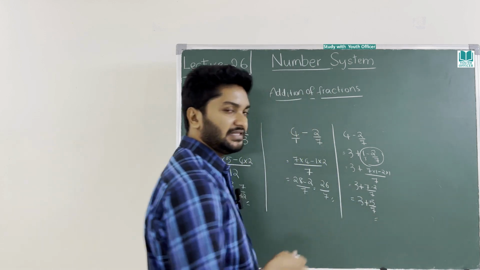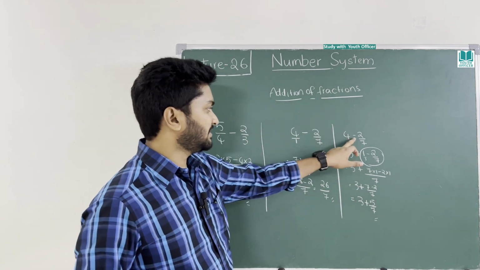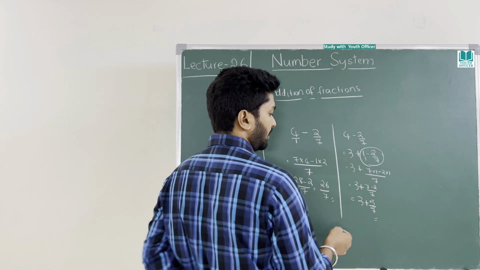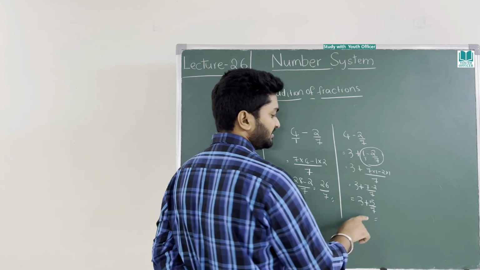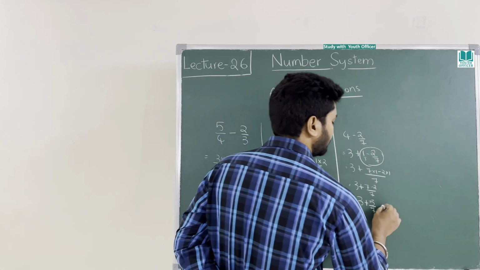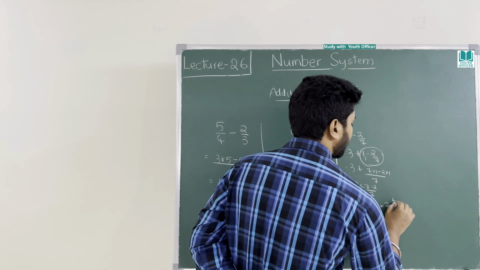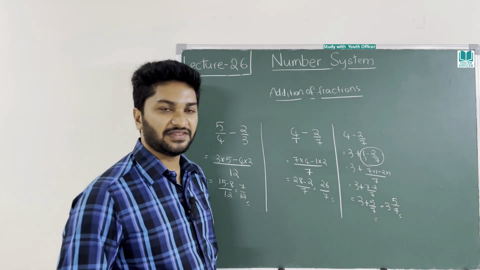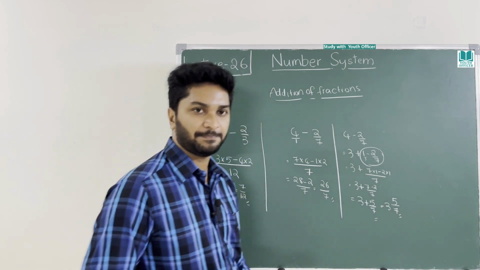Do you know how to write this? We have removed the subtraction symbol. Now there is a plus here. How to write this? No need to do this kind of additions. Now you need not go for LCM. This is a mixed fraction, you know, right? 3 5 by 7. You can directly write it as 3 5 by 7. That means 3 plus 5 by 7.